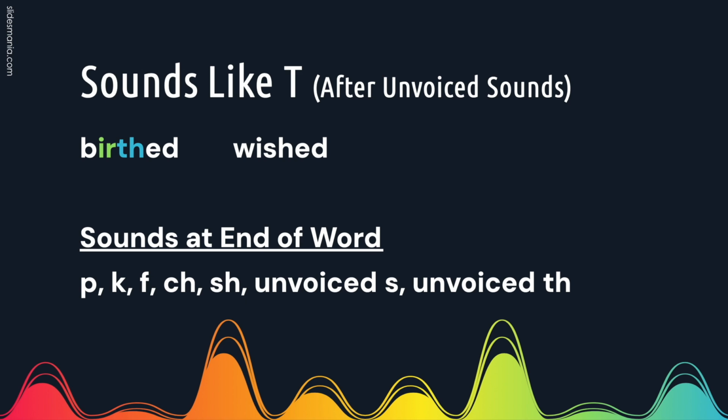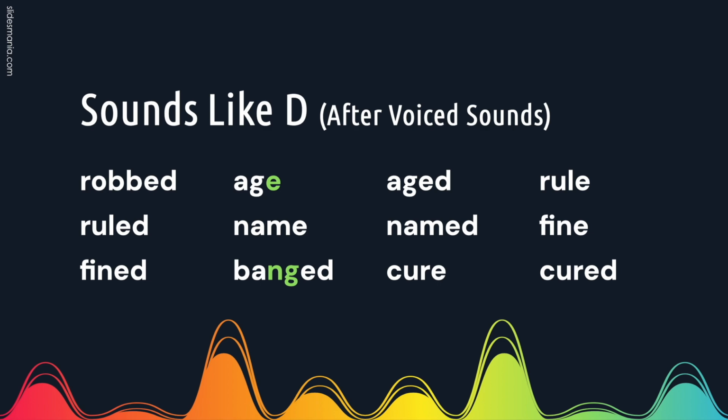Again, if the last consonant at the end of a word is something other than a D or a T, you pronounce ED like the letter T if it is too difficult to pronounce it as the letter D. We do this after these sounds: P, k, f, ch, sh, the unvoiced S sound of S, and the unvoiced TH sound of th. The rest of the time, ED is pronounced like the letter D.